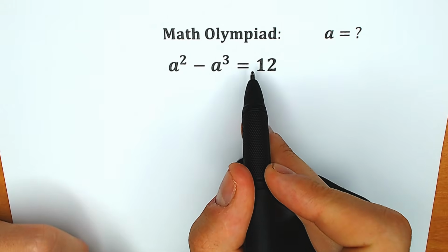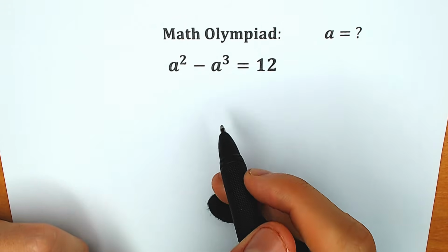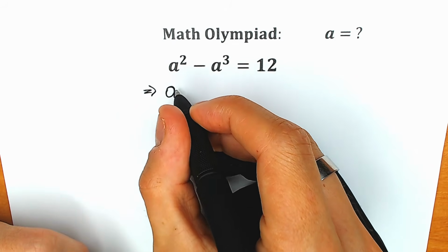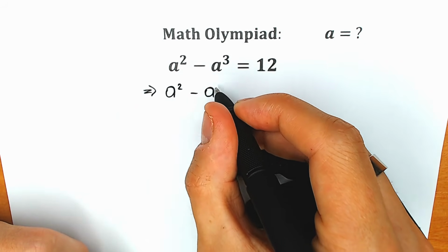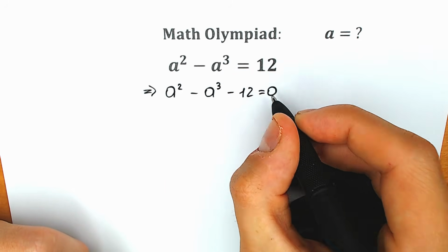First of all, let's subtract 12 from both sides. As a result, we're going to write this 12 on the left side, but with the negative sign. Okay, so this is our first step. So what do we have? a square minus a cube minus 12 equals 0.